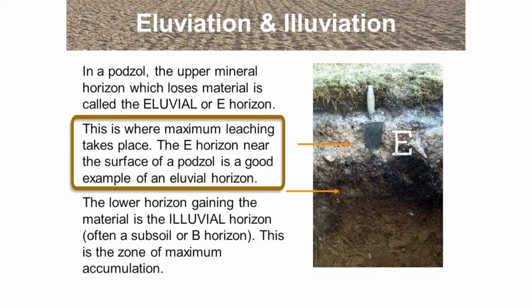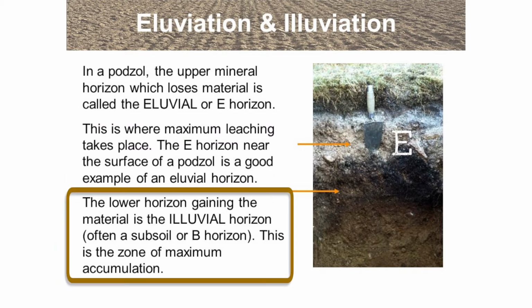The lower horizon gaining the material is the illuvial horizon and is often a subsoil or a B horizon. This is from the Latin words ill, meaning in, and lux, meaning washed. This is the zone of maximum accumulation as it is gaining the material from the upper horizon.